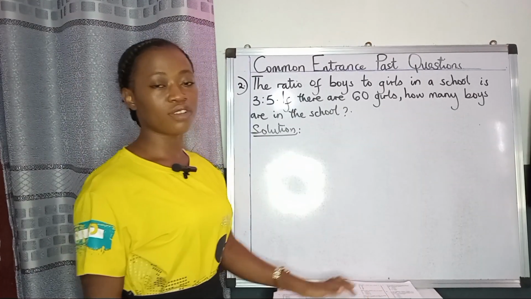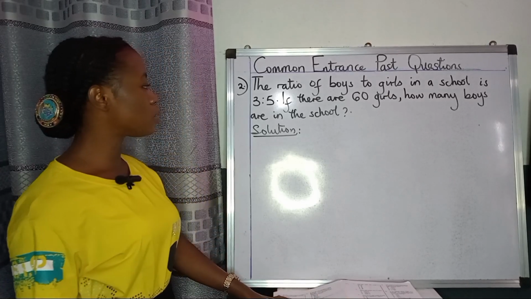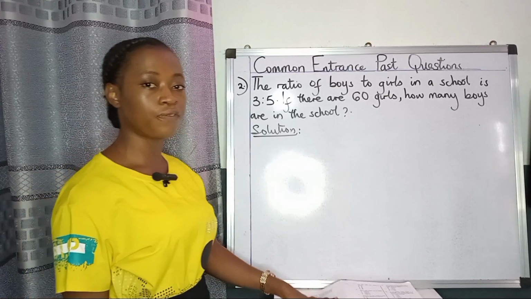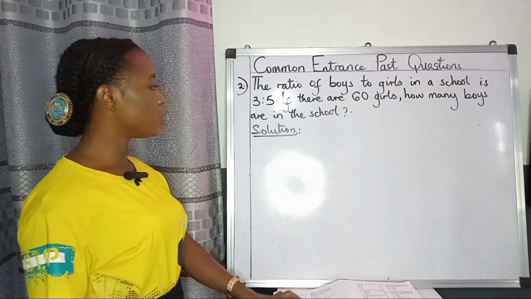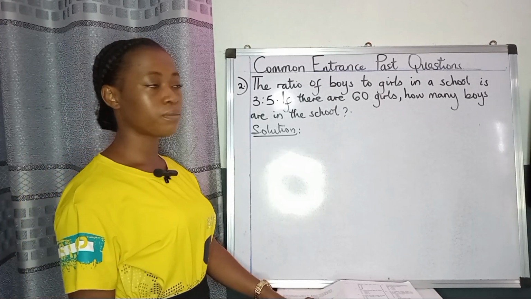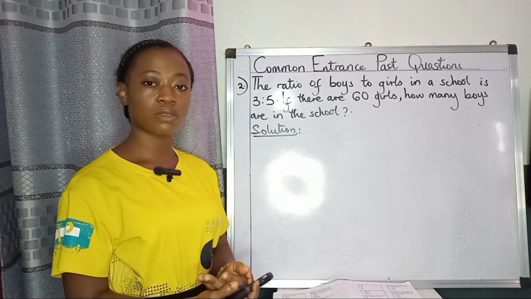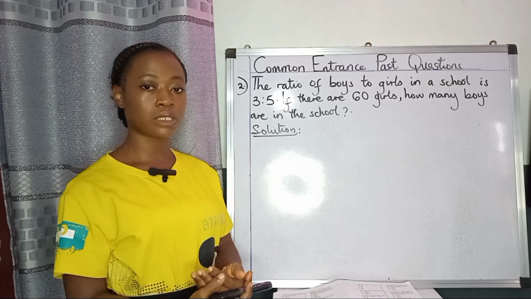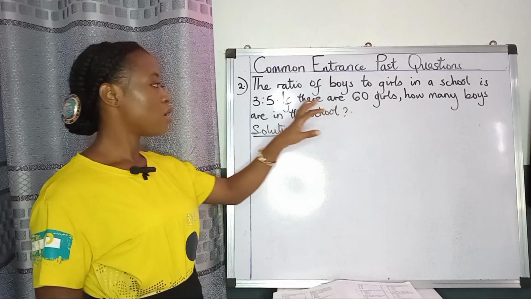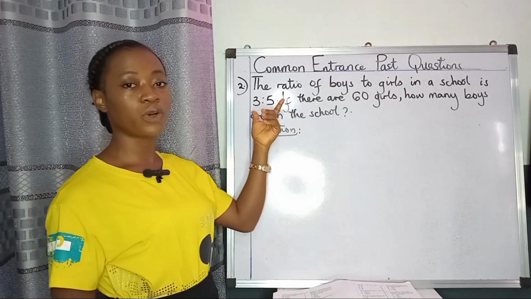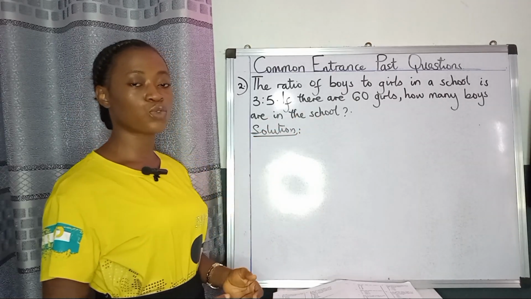Okay, here is question 2. The ratio of boys to girls in a school is 3:5. If there are 60 girls, how many boys are in the school? Okay. Now, in a school, you have boys and girls. So obviously that's a mixed school. Now you have been given the number of girls, and then you are given the ratio of boys to girls. You are asked to find the number of boys in that school.